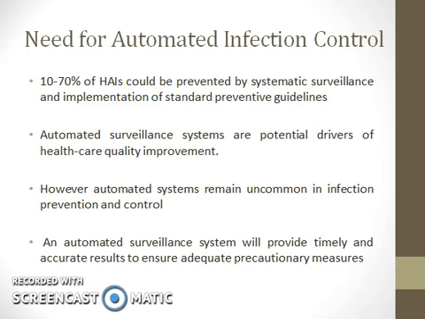Now, we can discuss in detail the importance of having an automated infection control system. The seminal study of the efficacy of nosocomial infection control demonstrated that 10 to 70% of HAIs could be prevented by systematic surveillance and implementation of standard preventive guidelines. An automated surveillance system will help in yielding better results by providing timely and accurate results, which will ensure that adequate precautionary measures are taken as and when indicated by the system.